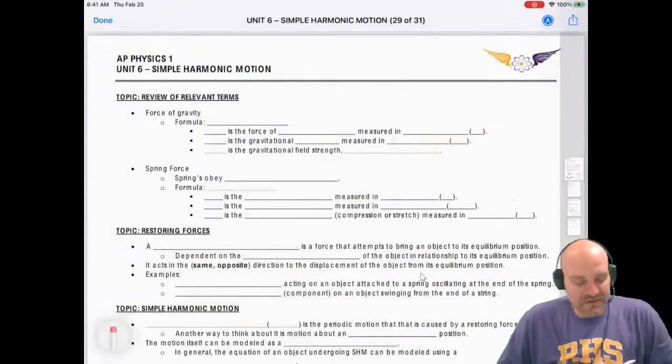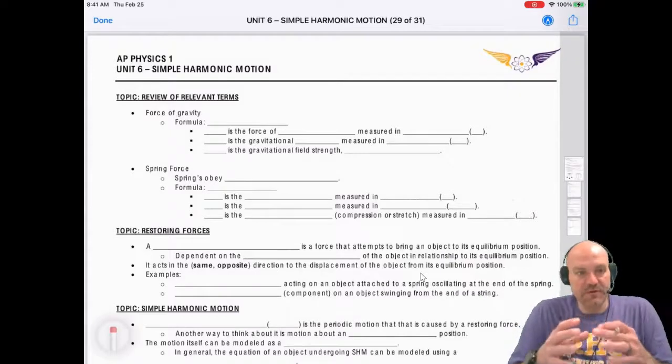Okay, so welcome to Unit 6. This is going to be the unit on simple harmonic motion. This is a little bit short of a unit. There's two big topics really in this unit. There's the period of a simple harmonic oscillator and then the energy of a simple harmonic oscillator.